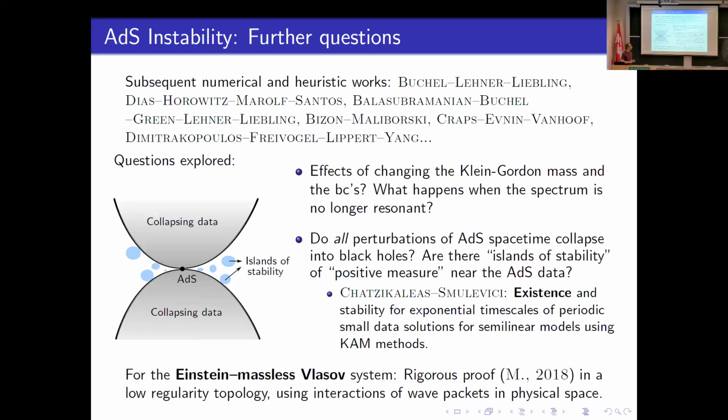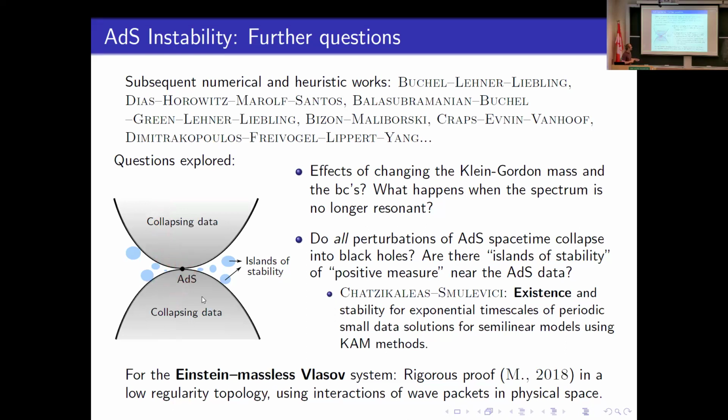So for instance, one can study what happens to changes in the parameters, the Klein-Gordon mass, the boundary conditions, etc. One can study the possibility of the existence of moduli space, in the language introduced by Michalis in the previous days, of initial data for my equations. If we put the AdS initial data in the center, then the AdS instability conjecture claims the existence of initial data that collapse into black holes arbitrarily close to AdS.